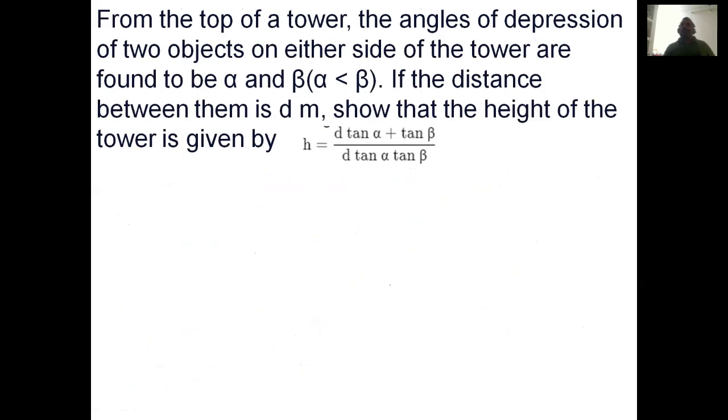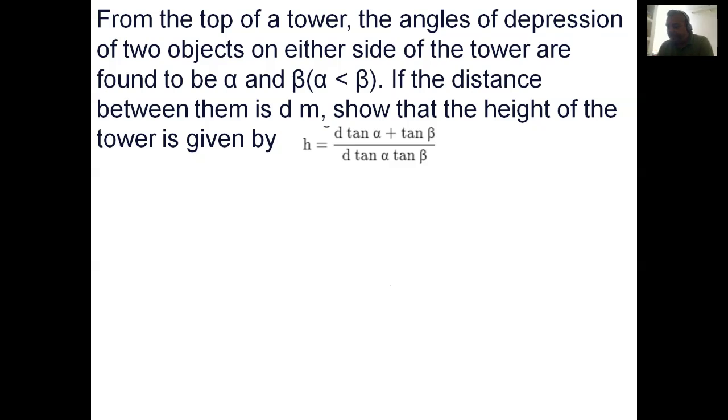From the tower top, the angle of depression of two objects on either side of the tower are found to be alpha and beta. If the distance between them is d, find the height of the tower h. So there are four variables, and you have to somehow get a relation between them. You don't have to find the answer, but you have to get a relation.